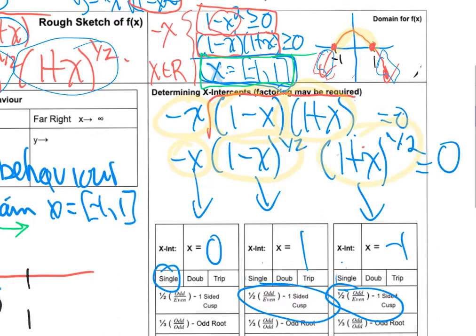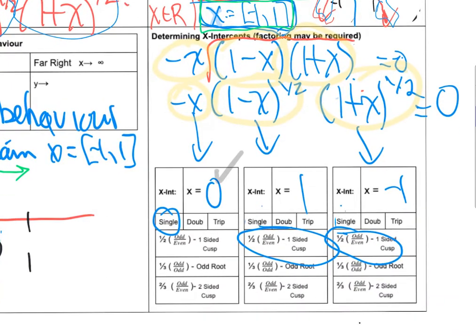Well, what does that work out to then? I've got 3 x-intercepts of 0, 1, and negative 1. The first one, x equals 0, is a single. Then the other ones are one-sided cusps. Both of the other ones are one-sided cusps because of that exponent of 1/2.